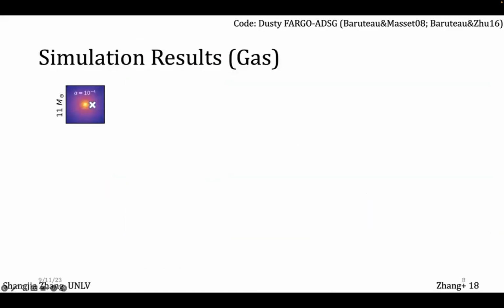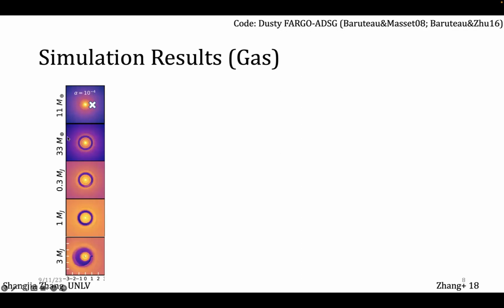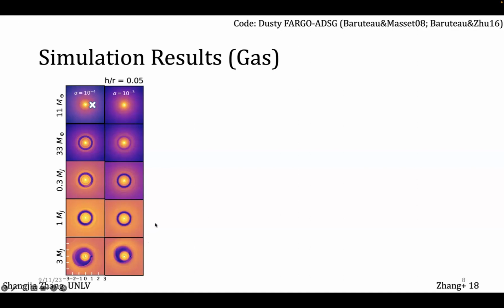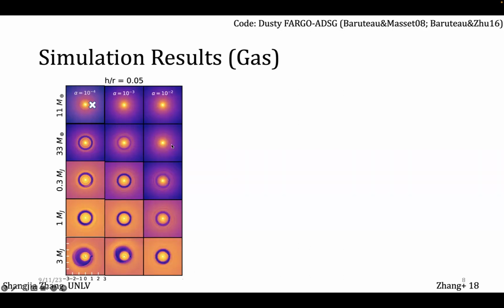And let's see more trends. First, let's just put a not very massive planet, an 11 Earth mass planet, here in a relatively inviscid disk. Here, the viscosity is 10 to the negative 4, and it is relatively inviscid. And if we increase the planet mass, we can see that the gaps become wider and deeper. And here, if your planet is very massive, 3 Jupiter mass, your gaps become eccentric. If we now increase the viscosity, you can see the gaps become shallower at the same planet mass.